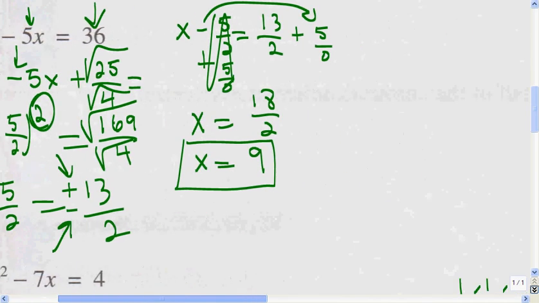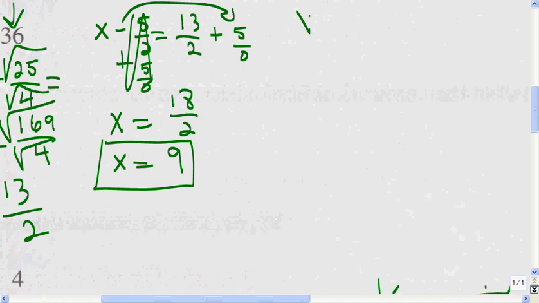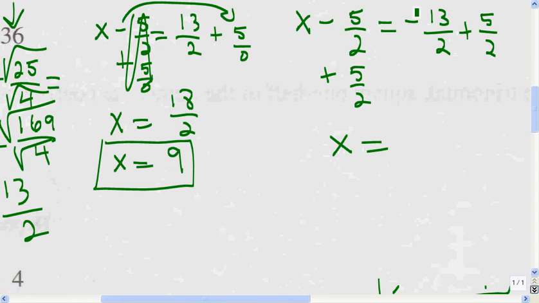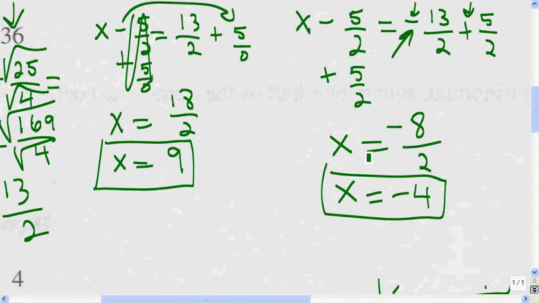Now I'm going to do the negative 13 over 2. So x minus 5 over 2 equals a negative 13 over 2. We're going to add 5 over 2 to both sides. And what we get is x equals negative 13 plus 5 over 2. See, since the signs are different, you subtract, okay? So 13 minus 5 is 8. It's a negative 8 because the bigger number is negative, so your answer is negative. Negative 8 over 2. What that gives us is a negative 4. That's our answer. Actually, those are our answers. It's plural, because there are 2 of them.